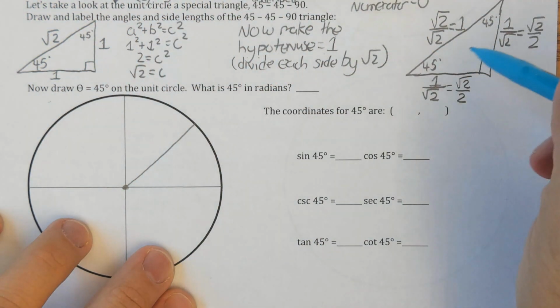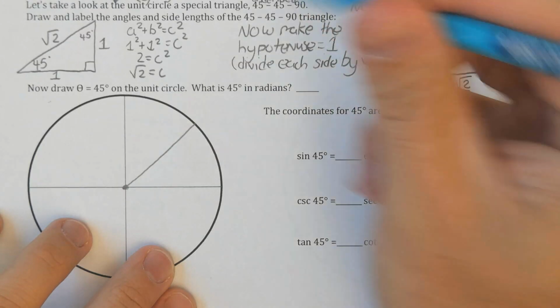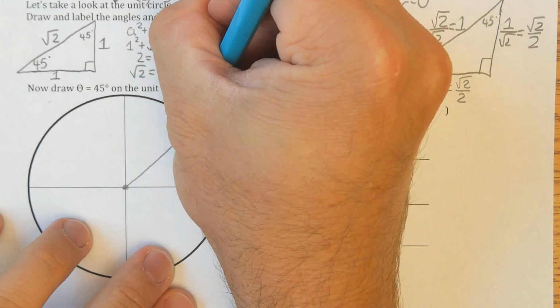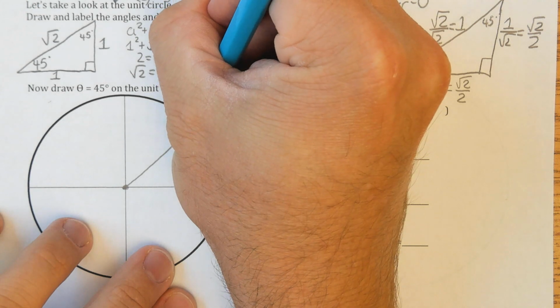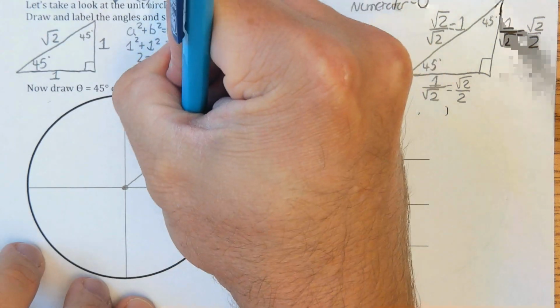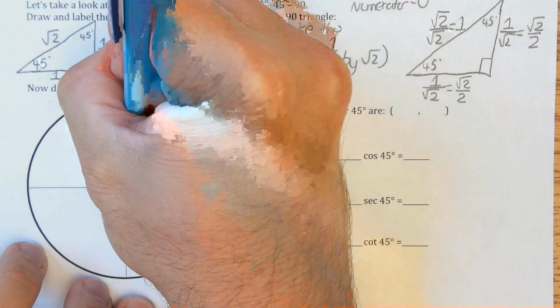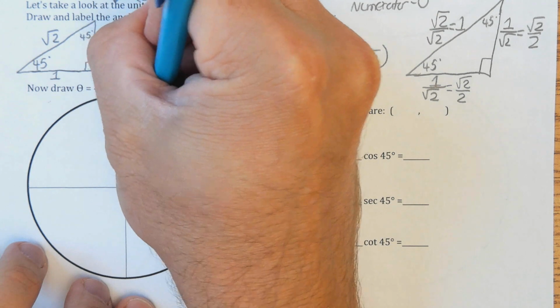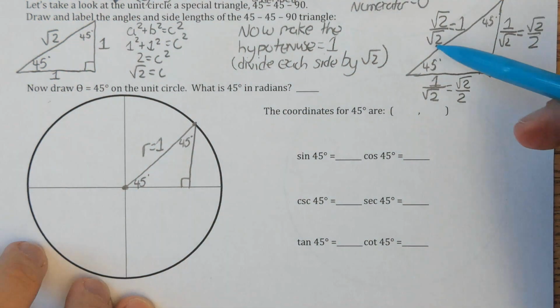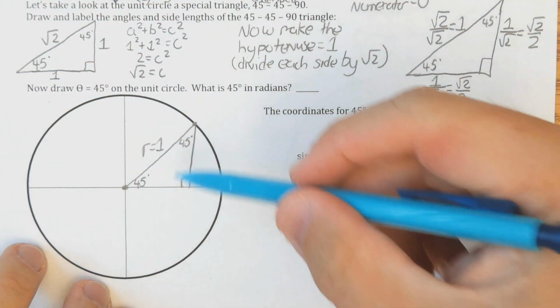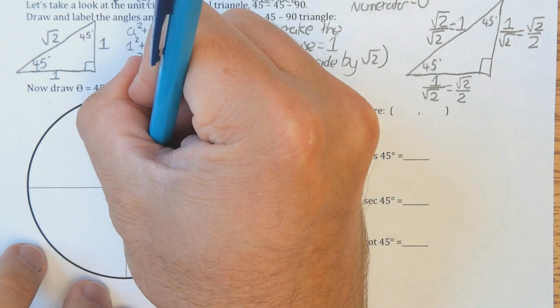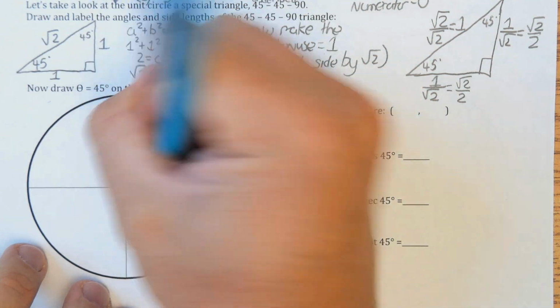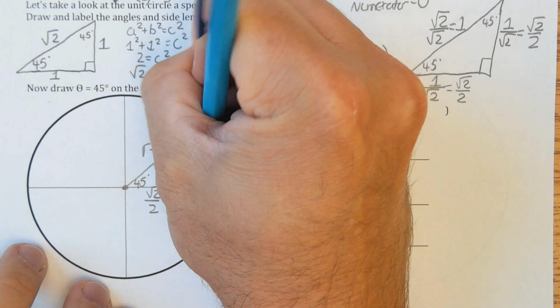I'm going to fit my new 45, 45, 90 triangle in my unit circle. So again here, remember, it has to have a radius of 1, right? Which we did by dividing it by root 2. Okay, but now look how x and y change. X now becomes root 2 over 2, and y also becomes root 2 over 2.